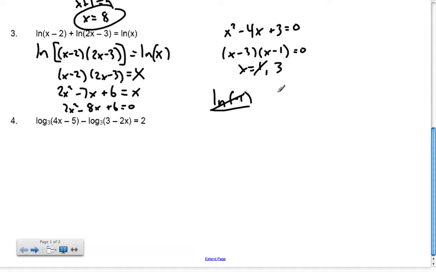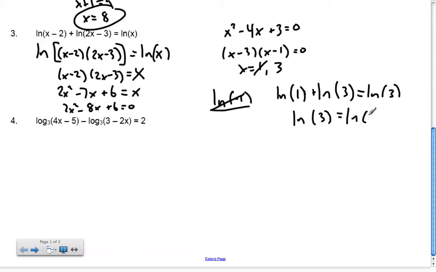Let's try using the 3 now. Natural log of 3 minus 2 would be 1, plus the natural log of 2 times 3 is 6, 6 minus 3 is 3, okay, equals the natural log of just x, which would be 3 in this case, okay? So let's see, I have 2 natural logs on this side. I can use the product rule and say it's the natural log of just the product of 1 and 3, which would be 3. And hooray! So 1 was an extraneous solution, but 3 was not. My answer to this whole thing is x equals 3, my solution.